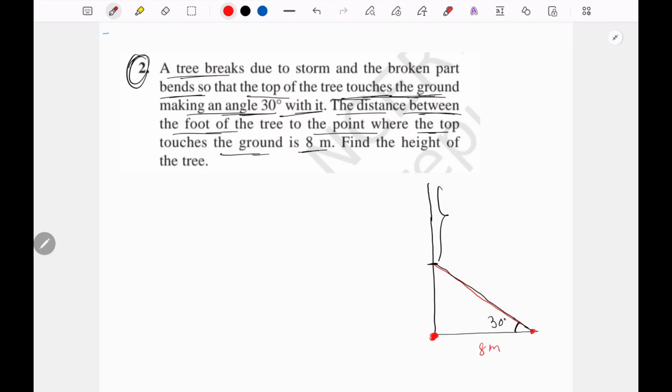So this is 8 meter. Now we have to find the height of the tree. So the height of the tree, that means we have to find, originally the height of the tree is this. So we will find from this triangle.